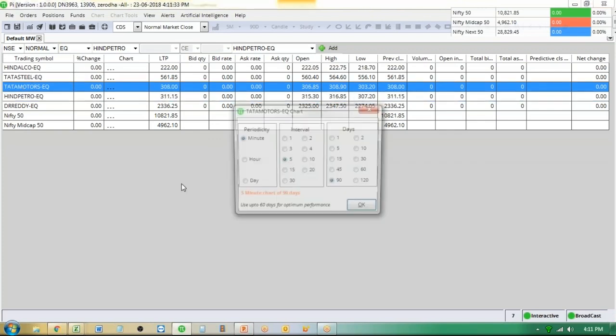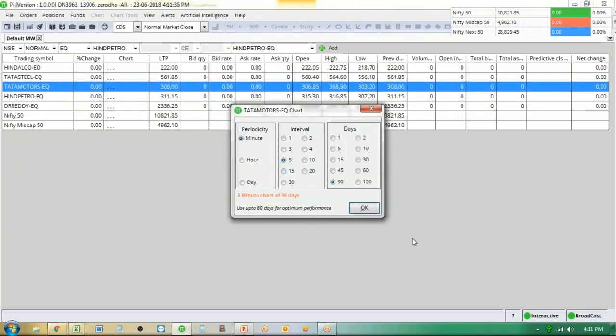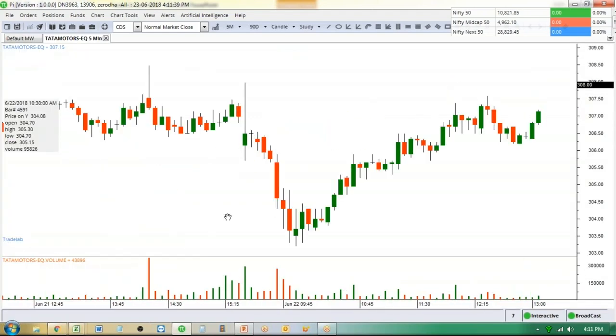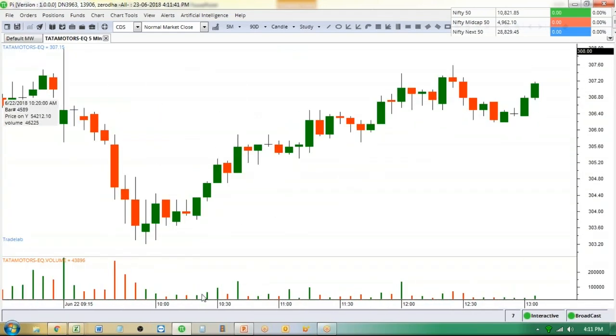Let's take any example. There is also price volume, no? Price volume. See, this is a trending zone.